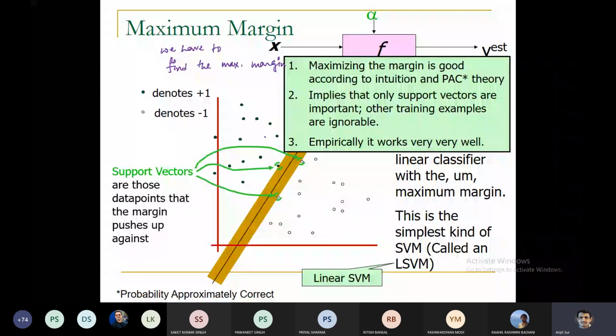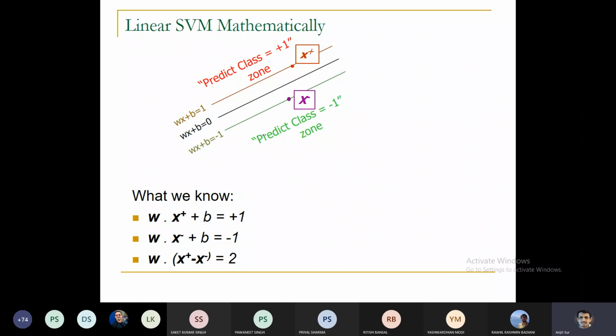This is the very geometrical way, the visualization of the problem. This is the basic idea. Now we will try to find some mathematical formulation of this linear support vector machine. Basically, what we're trying to find out, what is our goal? Just a second.